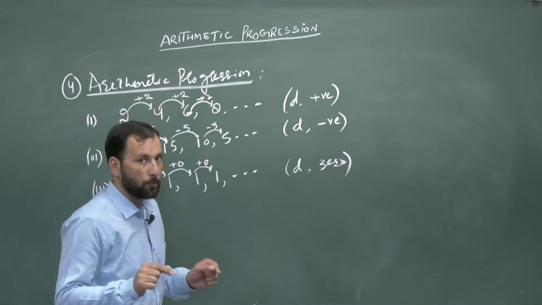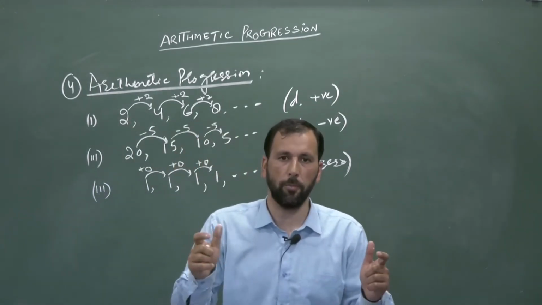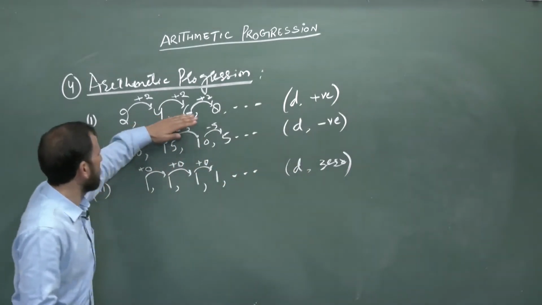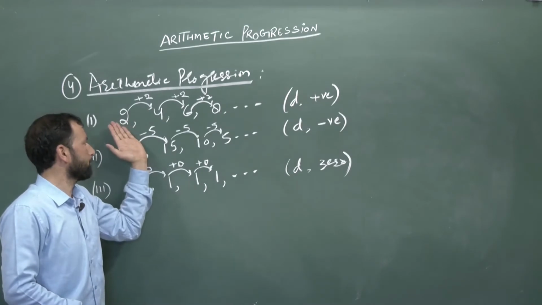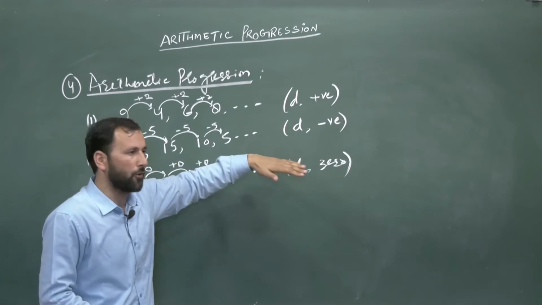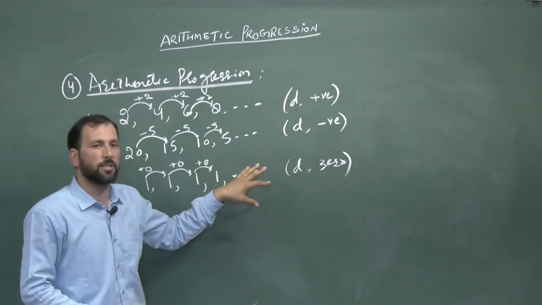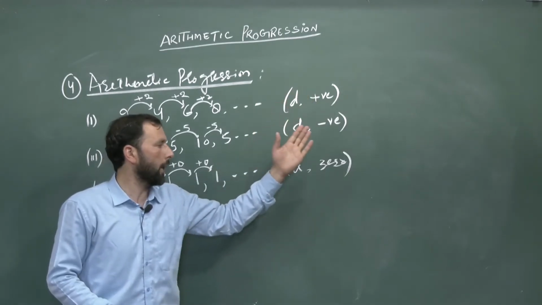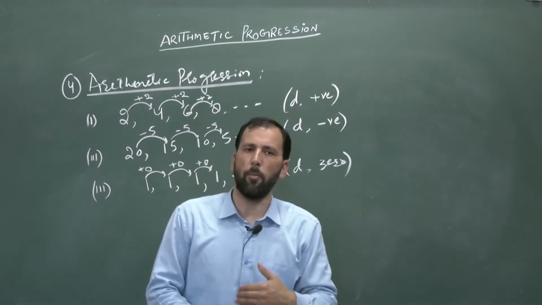So an arithmetic progression is a list of numbers in which each term is obtained by adding a fixed number, except the first term. And this fixed number is called the common difference, denoted by the letter D, and this common difference can be positive, negative, or 0. Now, how to find out this common difference?